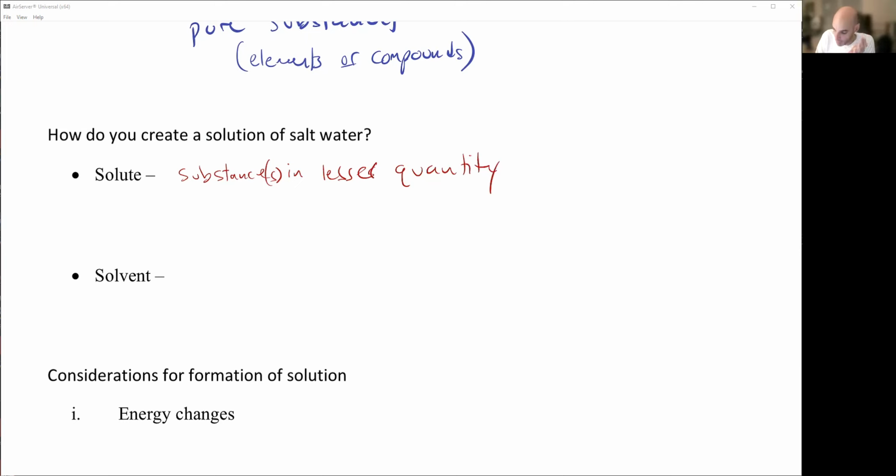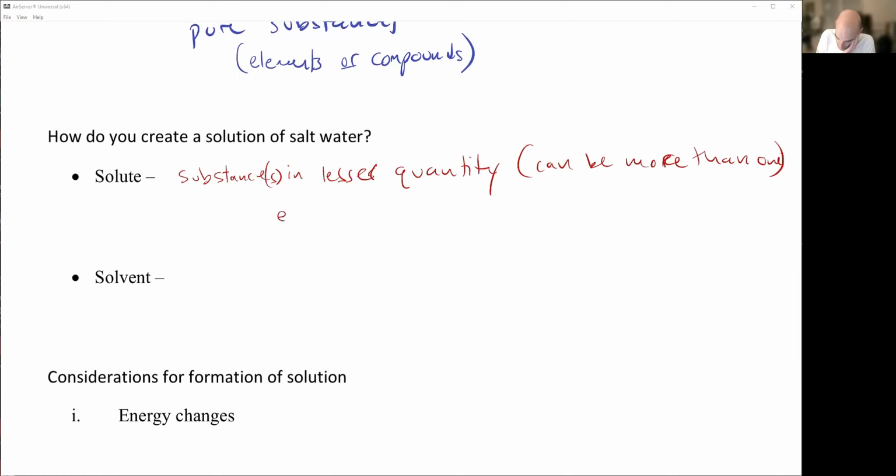In this, there can be more than one solute. In our example here, salt, any salt, being sodium chloride in this case, but any salt. So salt is my solute.